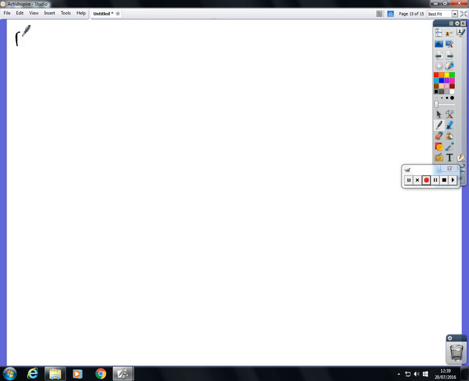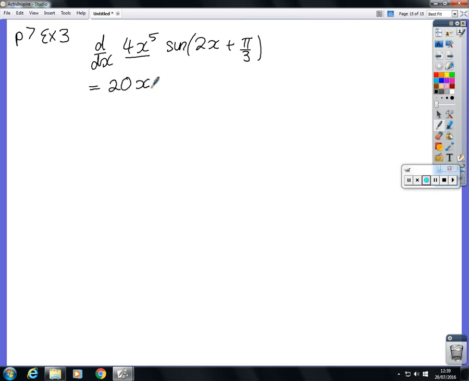Example 3, page 7. Use the product rule to find the derivative of 4x to the 5 sine 2x plus pi over 3. Derivative of 4x to the 5 is 20x to the 4, multiplied by the second function left alone.